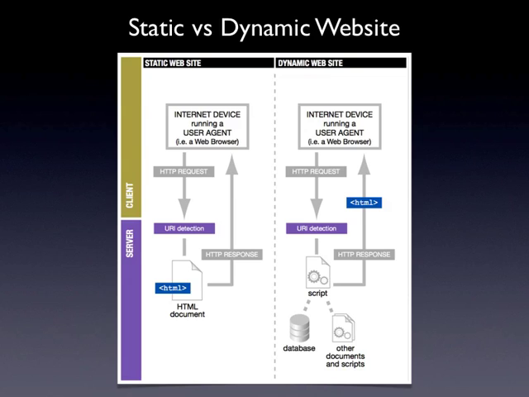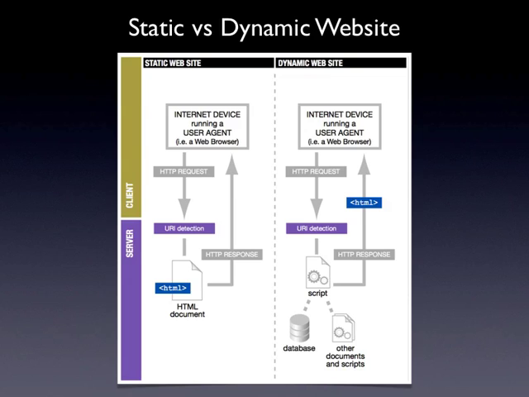Okay, so this is the main diagram of the whole lecture. So finally, this is the difference between a static and a dynamic website. So a static website, which we're already used to, on the left there, basically you've got at the top an internet device running a user agent, being like a web browser, and it makes an HTTP request to the web server. So you can see on the left here, it's split up into the client and the server.